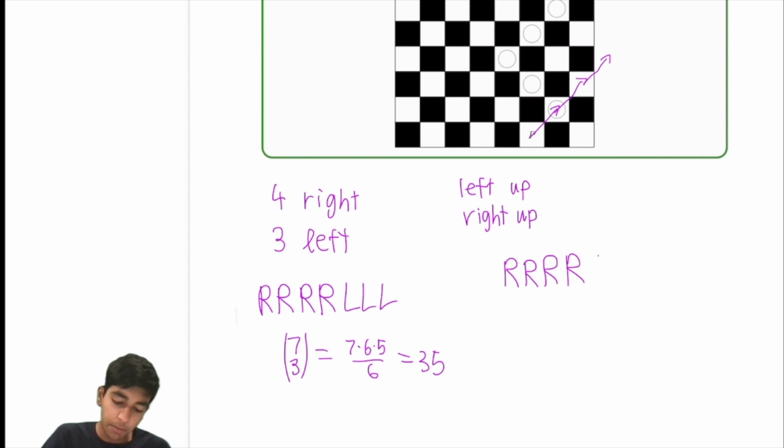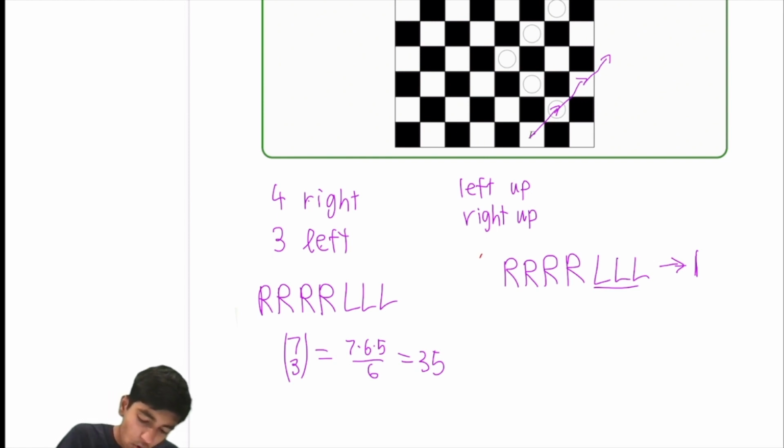And from here, the only possibility is this, because we must have 4 R's and 3 L's. The 3 L's will come last then, and this is one way that doesn't work. So let's just make it clear here. Ways that don't work for doing comp counting.